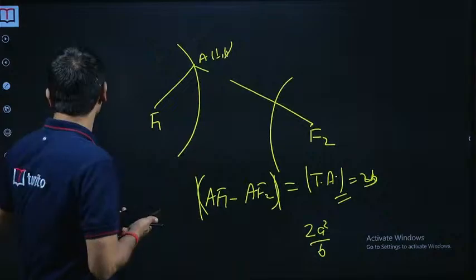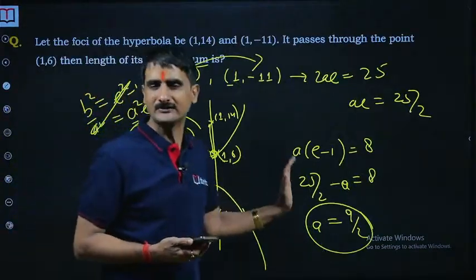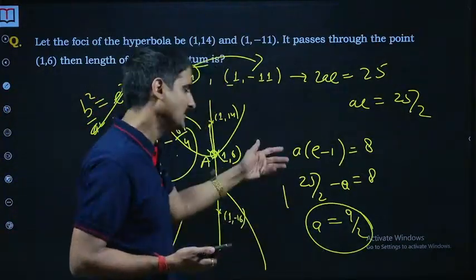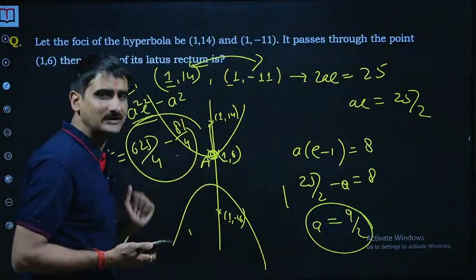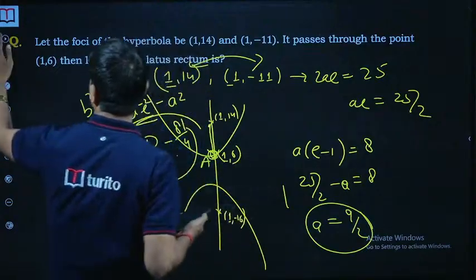Okay, but then I realized it's a simple hyperbola, and all the points lie on the axis itself. That's the vertex of the hyperbola. So we can use the figure and complete this one.